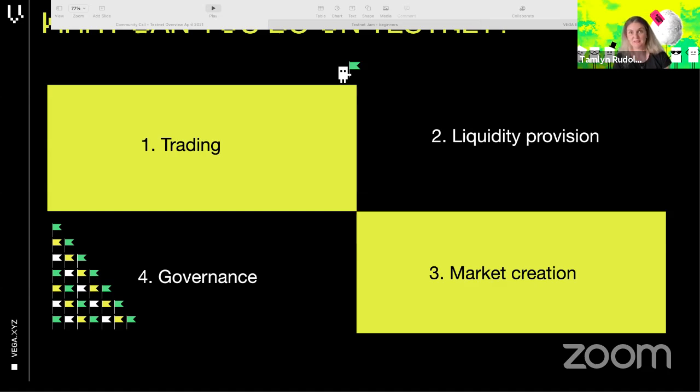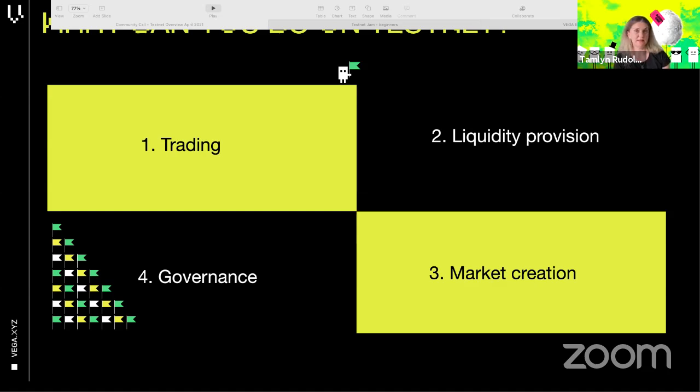Also, liquidity provision. For anyone who's been watching our forums or our Discord lately, you'll know that we're really excited about the recent testnet release, which now showcases liquidity provision. We're still adding a few final bits and pieces to that, but getting really close to that being feature complete. We then have market creation.